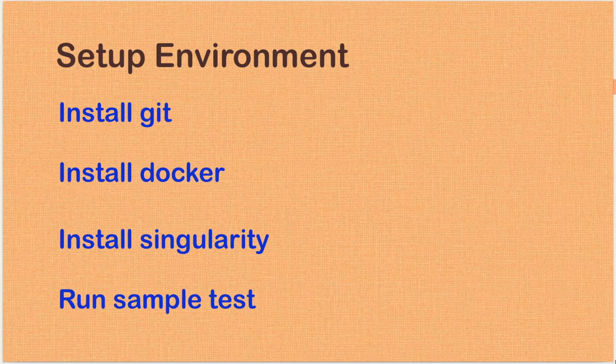In this video, we will be finishing 4 tasks. 1. We will install Git. Next, we will install Docker, followed by installation of Singularity, and finally we will run a sample test and make sure our system is ready for our future projects.